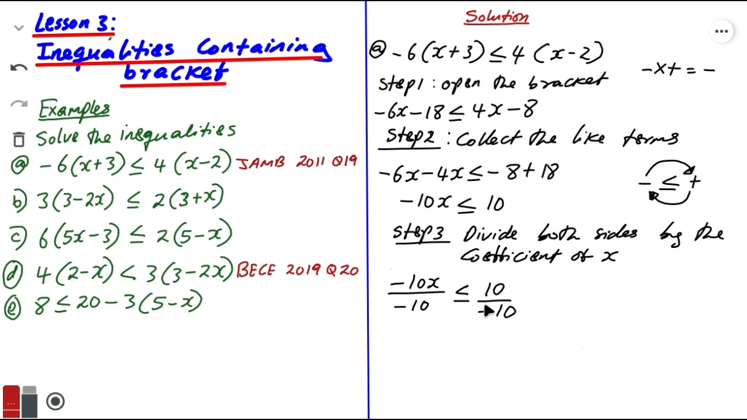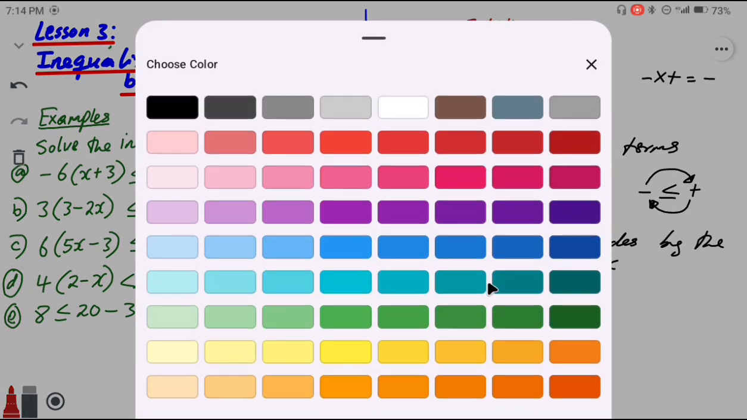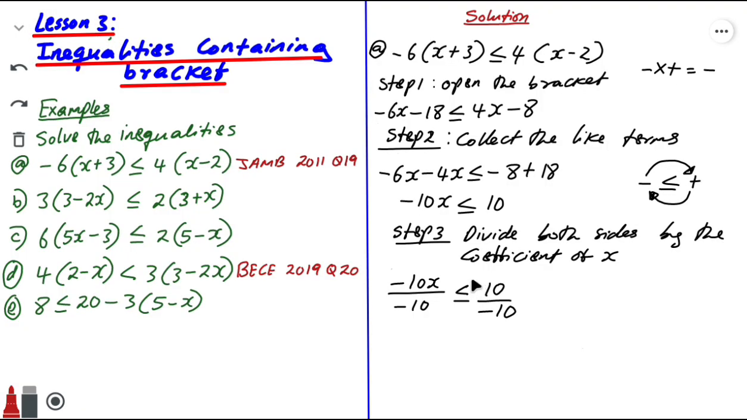So if we are dividing this by minus 10, something is going to happen to this operation. This inequality sign is going to change. And what will it change to? So if we change this now, my x will now be greater than or equals to minus 1. Or they can also express your answer as minus 1 less than or equals to x. Either of the two answers are correct.